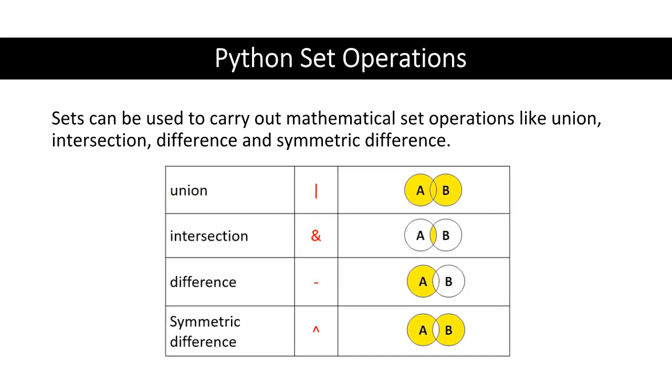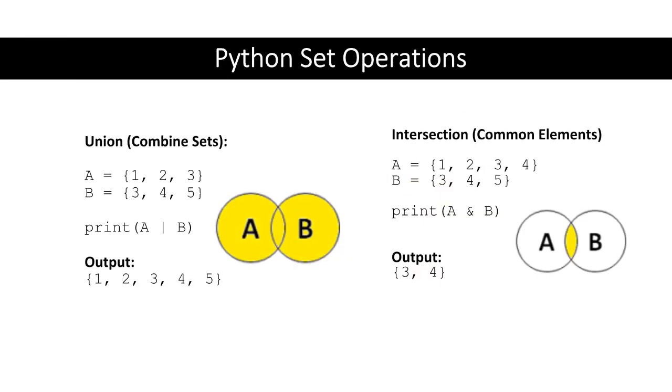This slide summarizes how sets perform mathematical operations using operators. Union uses vertical bar, intersection uses ampersand, difference uses minus, symmetric difference uses caret symbol. Let's analyze both operations. A equals {1, 2, 3}, B equals {3, 4, 5}. Union, A | B. This combines all unique elements, output {1, 2, 3, 4, 5}. Intersection, A & B. This returns only common elements, output {3}.